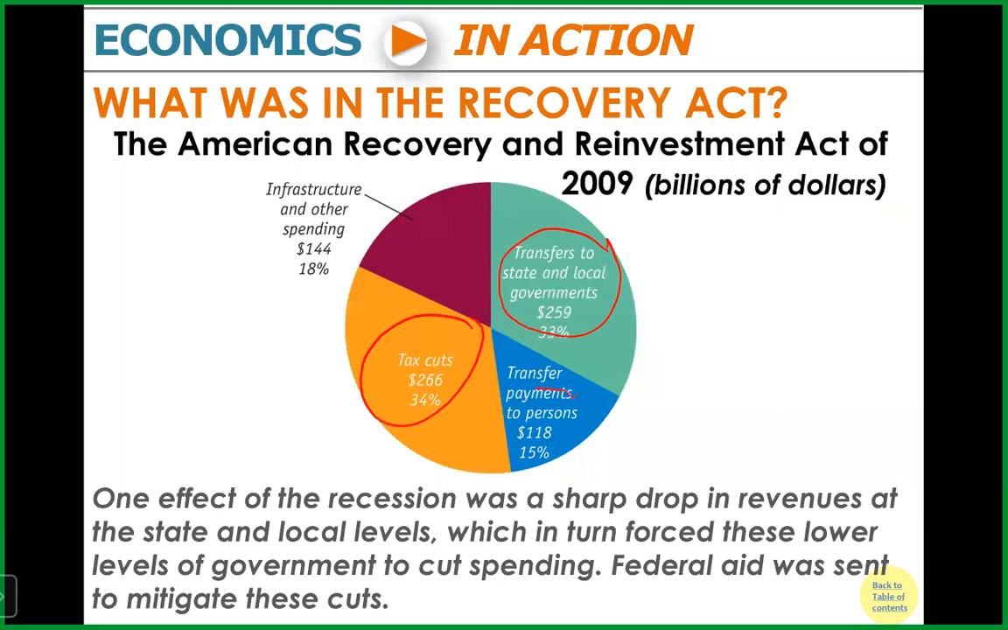Transfer to persons, to individuals, boosts up your disposable income. And lastly, infrastructure and other spending. This is essentially government spending. So you can see each of those four categories was designed to boost up the aggregate demand.